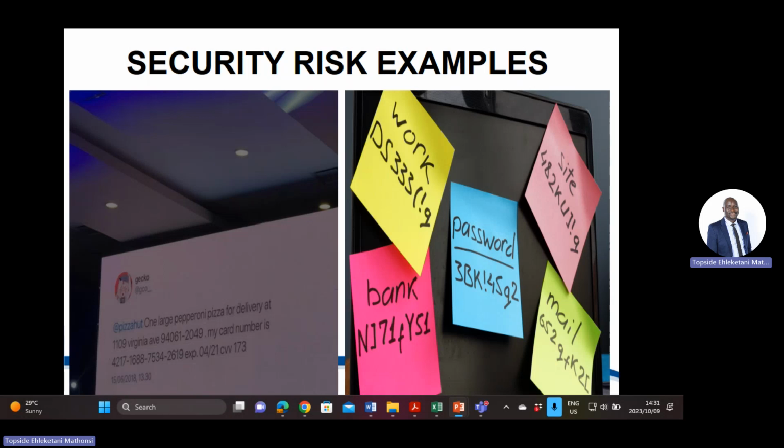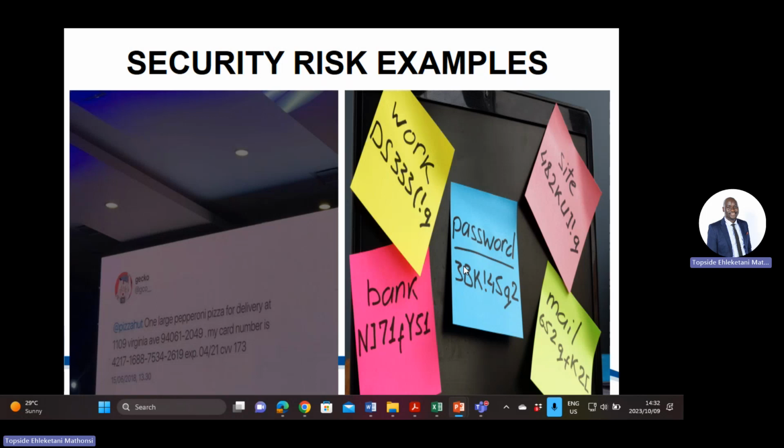These are some of the security risk examples that we often do as end users. The first one here, you can see it was taken from Twitter. One person is ordering a pizza, and in that they include the address, then they include the card number. This is a security risk. Why? Because this card number, anybody who has access to this, they can make online payments using this. So that's very, very important to make sure that we are very, very careful of what we paste online. This is a very, very dangerous thing. This is a cyber security risk that can cause this user to lose money within 2 minutes. So that's very, very important.